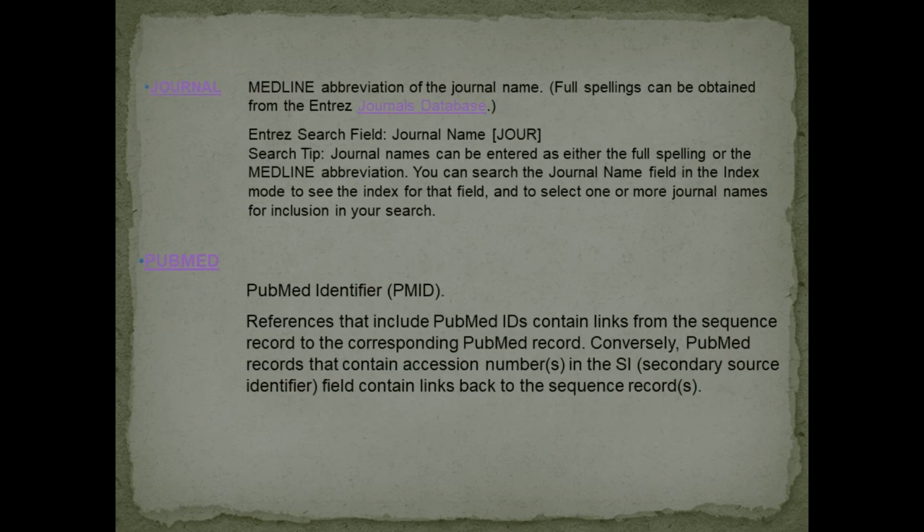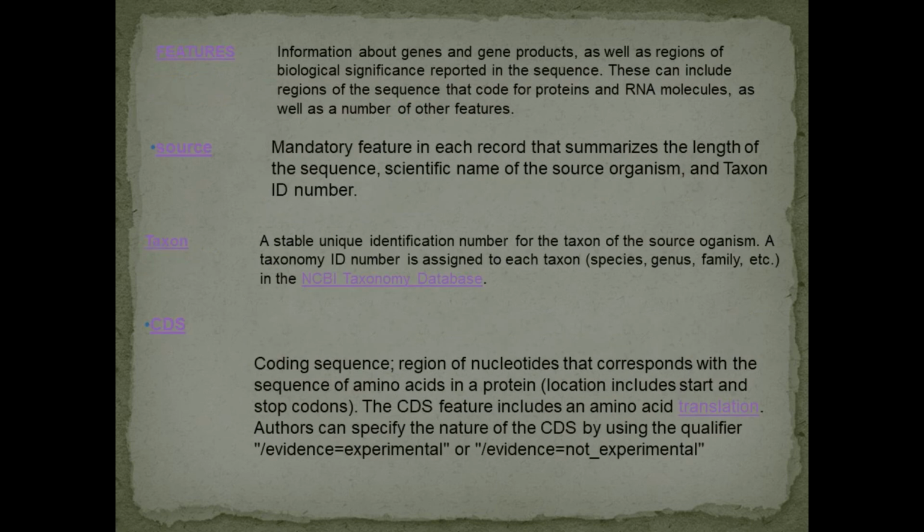The reference section also describes some different options like authors, the names of the authors, title of the research paper, journal, and PubMed. In PubMed, the PubMed identifier is present. References that include a PubMed ID can contain a link from the sequence record to the corresponding PubMed resources. Conversely, PubMed records that contain an accession number in the SI or secondary source identifier field contain a link back to the sequence record.